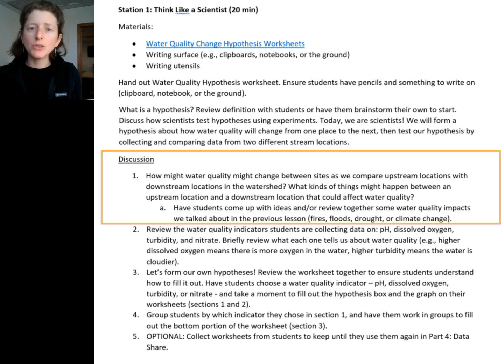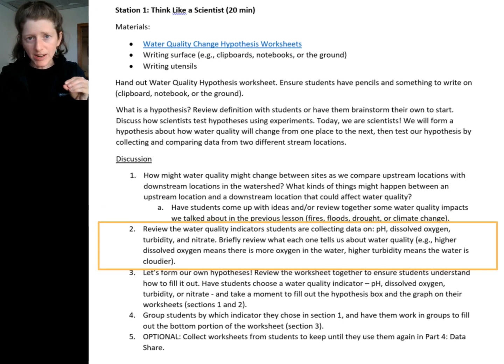And then you'll want to review the water quality indicators that students are collecting data on today. So that's pH, turbidity, dissolved oxygen, and nitrate. And if you have time to just briefly review what those are and what they tell us about water quality, that'll help students fill out this first section. So once you've done that bit of review, you'll have students fill out the first section of the worksheet.